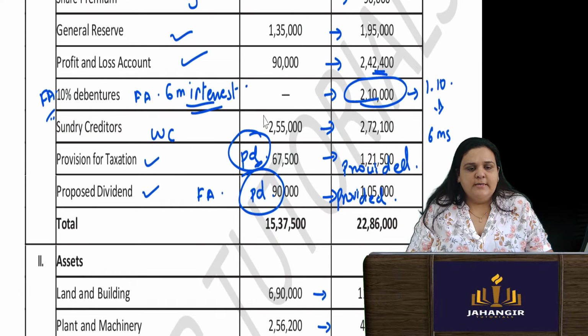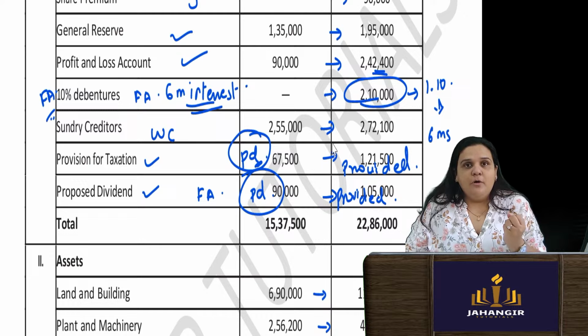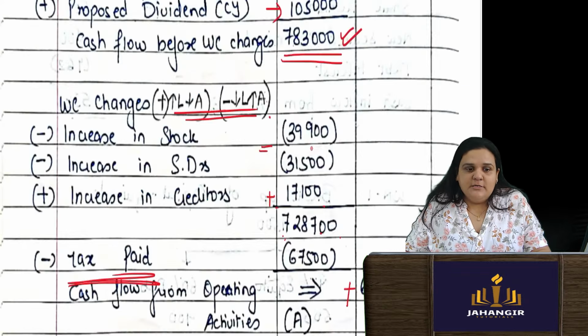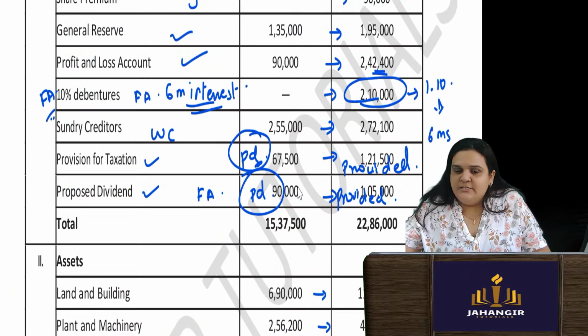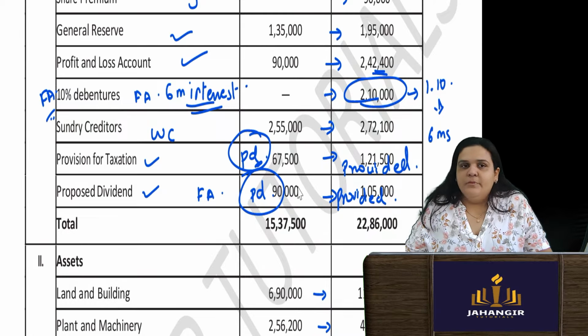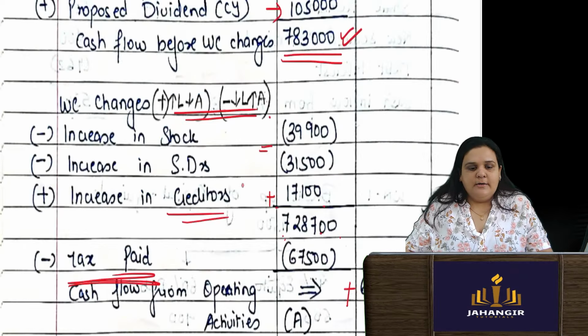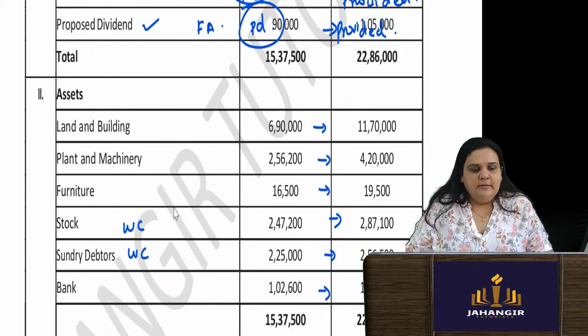So see, creditors have increased. That means I am holding on to cash. Liability is increasing, right? So this is going to be positive. Increase in the creditors, add. How much will I add? The difference: 1,72,100 minus 1,000, 17,100. Right? So creditors is done.